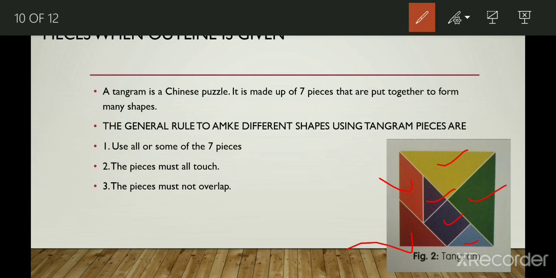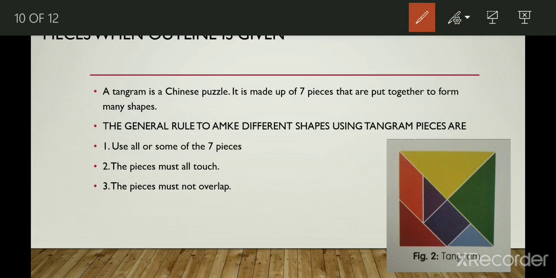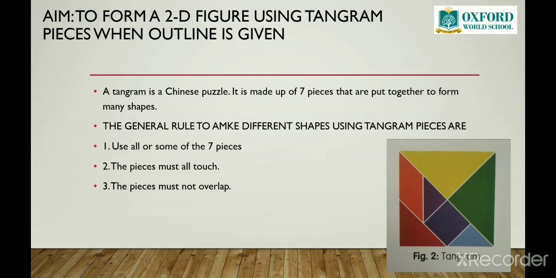Now this piece which you can see here, something like this, is called a parallelogram. I'm drawing it again for you. Kind of this shape. This particular shape is called a parallelogram. Okay, and a parallelogram is neither a rectangle nor a square. Okay, now you must be thinking, what is the use of this? Well, we can draw or make different shapes using these tangram pieces.